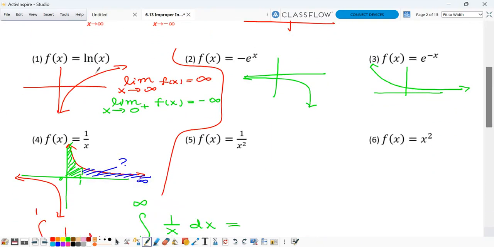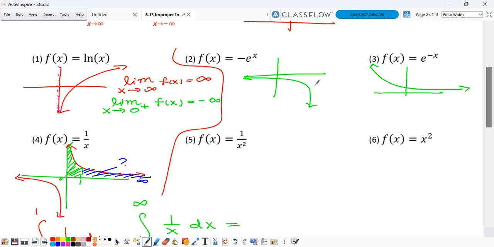Now I'm going to go over here. The log graph, ln x. You must have a clear idea what ln x looks like. ln x always has a vertical asymptote at x equals 0. When x goes to infinity, it goes to infinity. When x goes to 0 from the positive side, it goes to negative infinity.